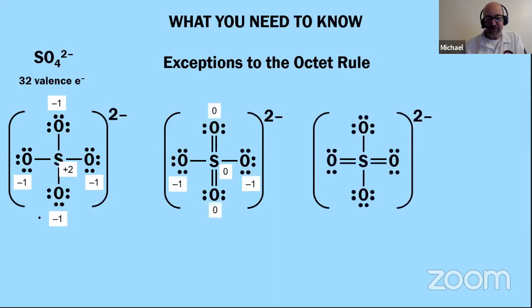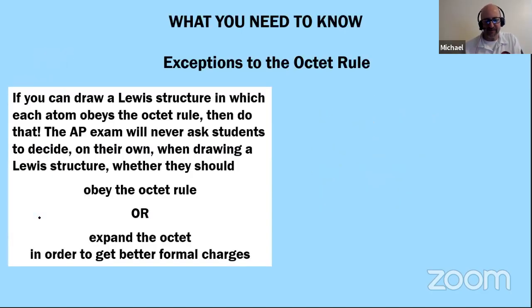So for these alternate structures, it might seem that now you're on a new mission to draw structures with all kinds of expanded octets, and your goal is to now minimize formal charge wherever possible. Let me give you some helpful advice on this. If you can draw a Lewis electron-dot structure in which each atom obeys the octet rule, then do that. The AP exam will never ask students to decide on their own when drawing a Lewis structure whether they should obey the octet rule or expand the octet in order to get better formal charges.